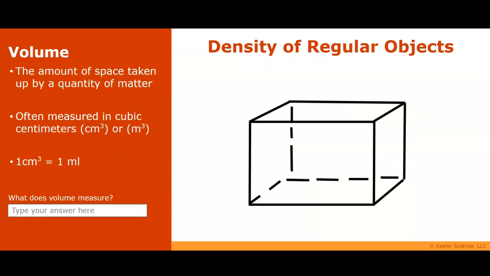Now, density of regular objects. Volume is the amount of space taken up by a quantity of matter, and we measure that in cubic centimeters or cubic meters. If you have a cubic centimeter of water, that actually equals the same as 1 milliliter. So with the metric system, we're able to make conversions much easier. So answer the question.